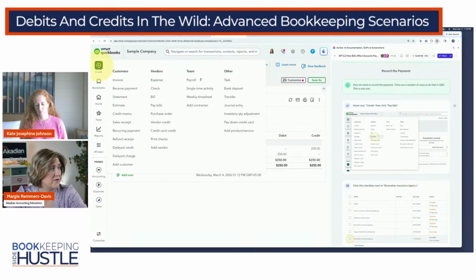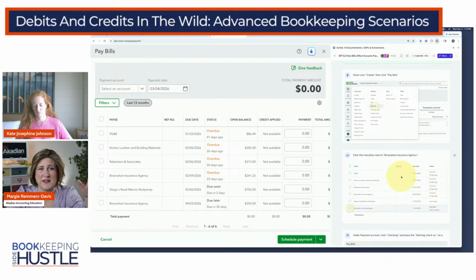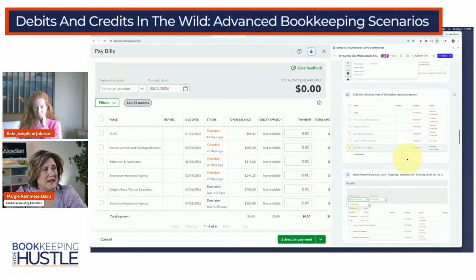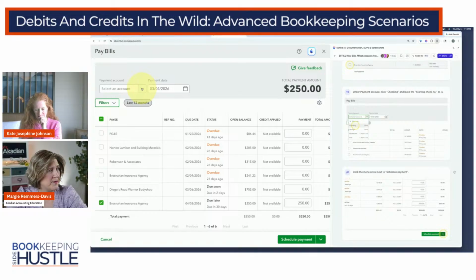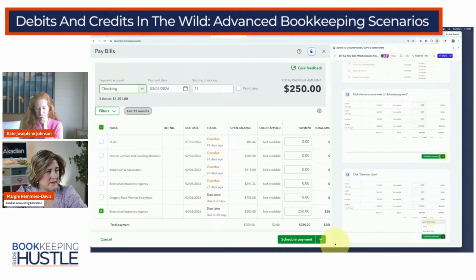Okay. So now we're going to hover over create. We're going to select pay bills. There are, by the way, tons of ways, this is not a class in QBO, there's a ton of ways to record bill payments. This is just one of them. Okay. So we hovered over pay bills. Next, we're going to click the box next to Brosnahan Insurance Agency. Okay. Under payment account, we want to make sure and select checking. All right. And we're going to click this arrow next to schedule payment, and we're going to hit save and close.